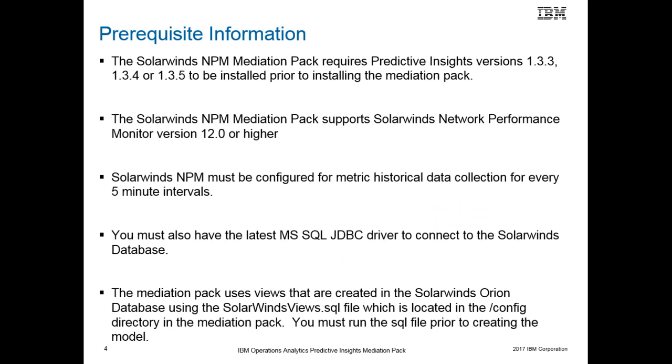The following is a list of prerequisites that are needed for the NPM Mediation Pack. Predictive Insights versions 1.3.3, 1.3.4, or 1.3.5 must be installed prior to installing the Mediation Pack. Solarwinds must be configured for historical collection on the metrics for every 5-minute intervals. You must also use the latest SQL JDBC driver to connect the Solarwinds database with Predictive Insights.